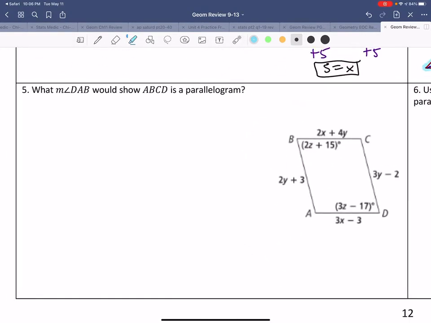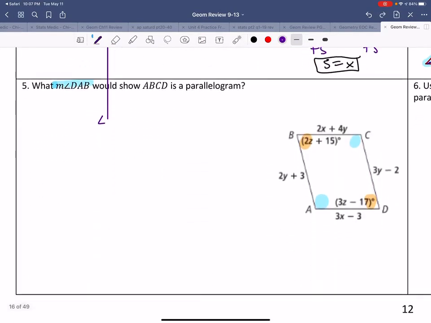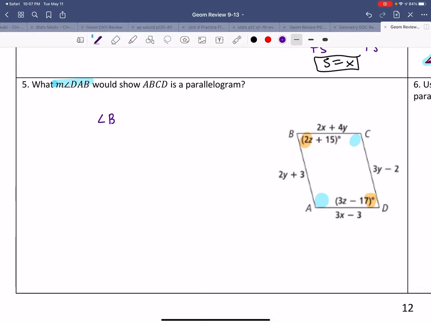It says, what is this angle, DAB? What would angle DAB be in order to show it's a parallelogram? Okay, so if it's a parallelogram, those are equal and these are equal. Does that make sense? So what measure would show that it was? So let's set angle B equal to angle D.